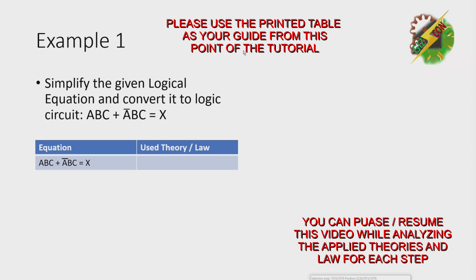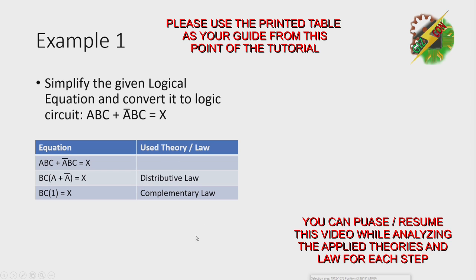Let's have our first example. Simplify the given logical equation and convert it to a logic circuit. We have ABC plus A bar B C equals X. First, by applying distributive law, we will come up with this equation. Then, applying complementary law and law of intersection, we will come up with this answer.